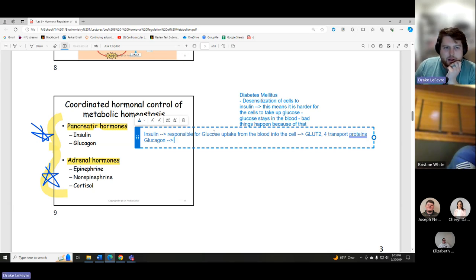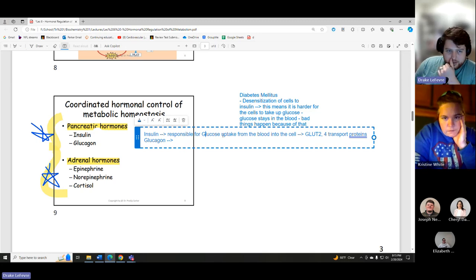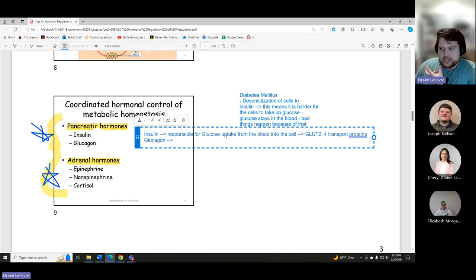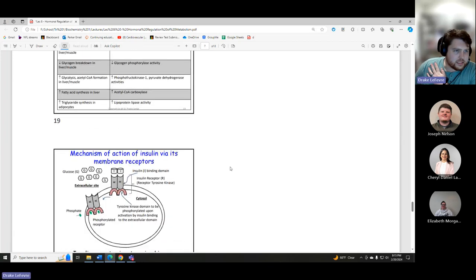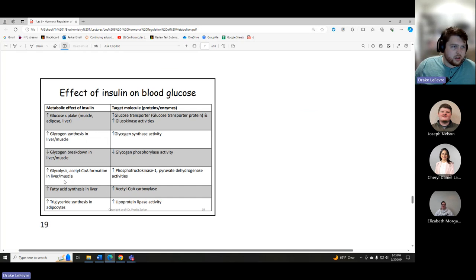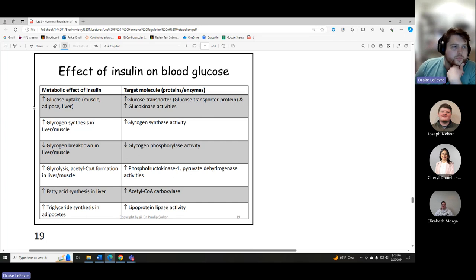The biggest thing we're going to remember right now is the responsibility of insulin, where it's responsible for getting the glucose from the blood into the cells. And there's a nice little chart down here later on that we can see the effects of insulin on the body. So when we release a bunch of insulin, we increase our glucose uptake into the muscle, the adipose tissue, and the liver. Adipose is the fat tissue.